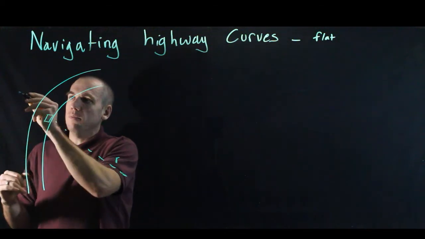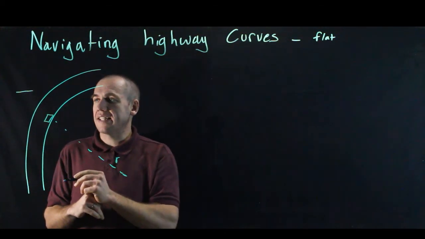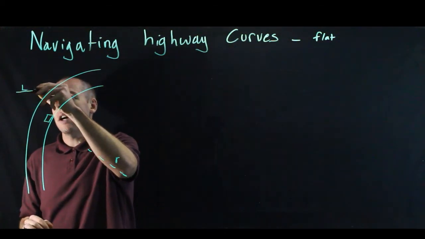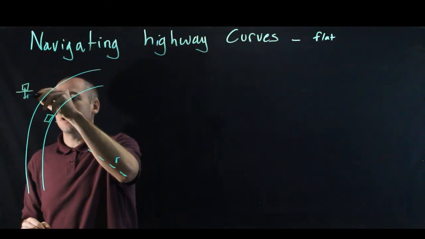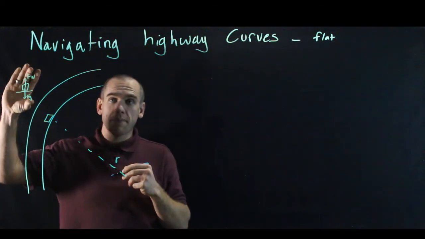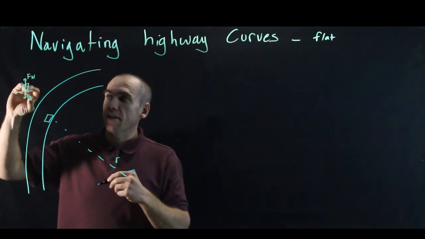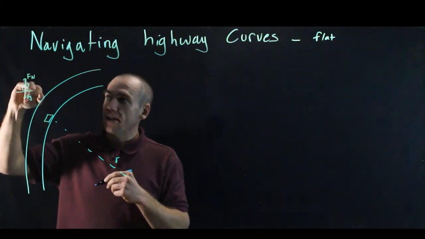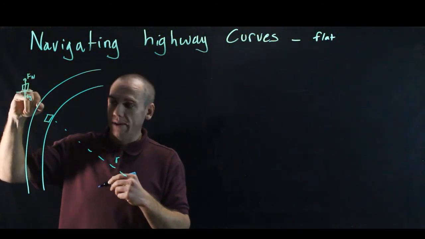Now, from a side view, there are a couple forces acting on that car. Your car is on the ground. And so we've got a force due to gravity pulling it down and the normal force from the ground pushing up on it. And those two forces balance on a flat level surface. The sum of the forces in y is 0, and that tells us the normal force will equal mg.